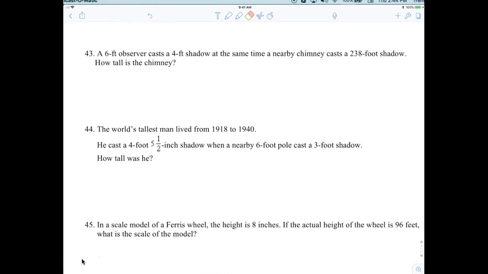All right? So now I'm on 43. It's on the test. So here we go. 43 is on the test, so you better be ready for it. It says a 6-foot observer casts a 4-foot shadow. I wouldn't expect you to draw a person or anything, but we could. That person is 6 foot tall, and he casts a 4-foot shadow. So this is 6 and this is 4. Now I'm standing next to a chimney that casts a 238-foot shadow. 238 goes there. How tall is my chimney?